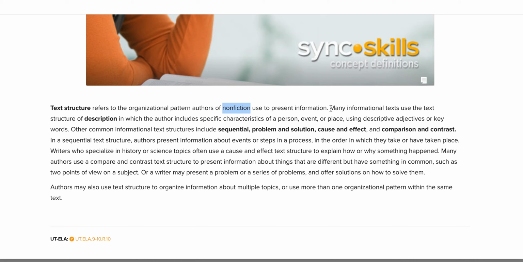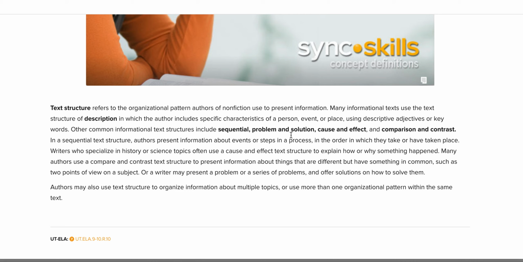Many informational texts use the text structure of description, in which the author includes specific characteristics of a person, event, or place using descriptive adjectives or keywords. So this is something that you would see a lot in encyclopedia entries, or if it's just an article that's describing an event or a person, they would use what we call a description or a descriptive structure. Other common informational text structures include, and these are the ones that you're going to want to learn, sequential, problem and solution, cause and effect, and comparison contrast.